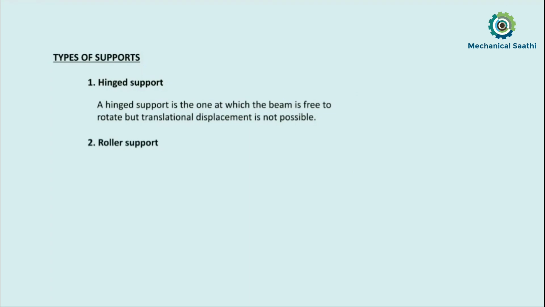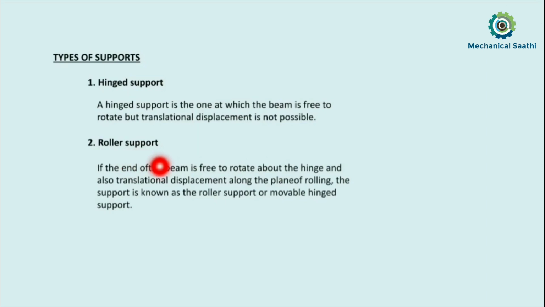In the case of a hinge support, translational motion was not allowed, but in the case of a roller support, rotation as well as translational motion is possible. Let us see the definition. If the end of a beam is free to rotate about the hinge, and also has translational displacement along the plane of rolling, the support is known as a roller support, or it can also be called a movable hinge support.